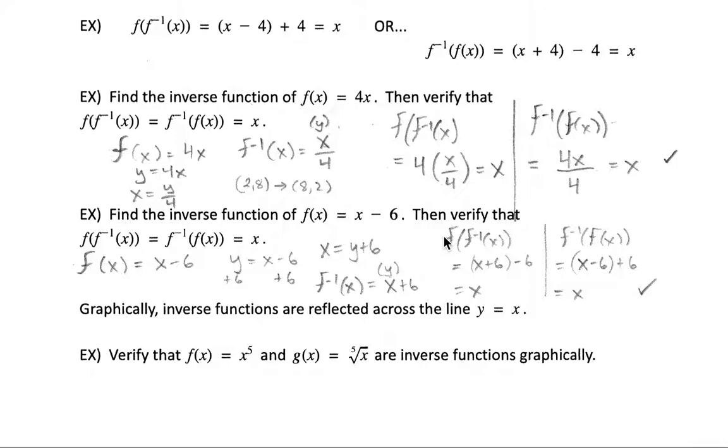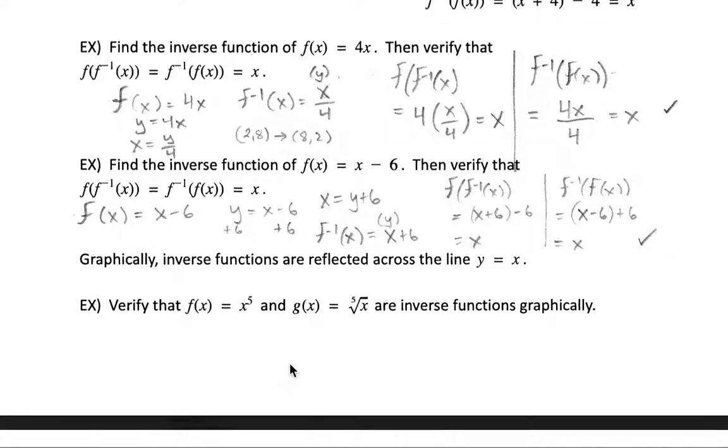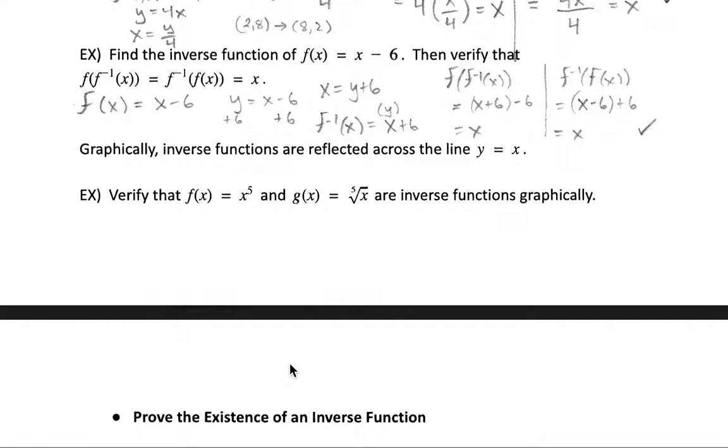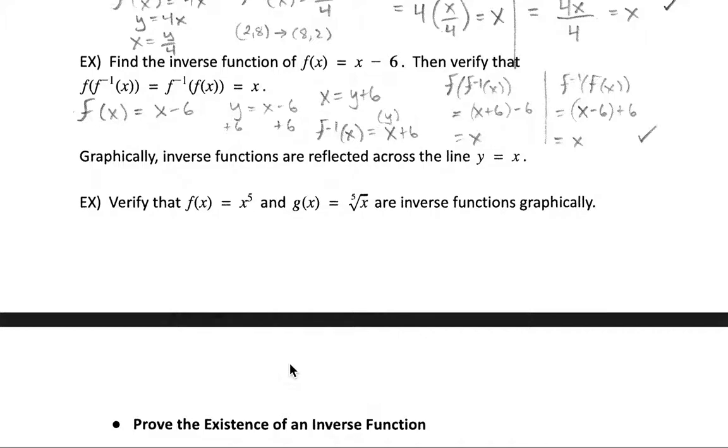One more thing we've got to do is talk about it graphically. So we'll discover this rule right here by taking a look at these two functions here. These are inverse functions. I can see x to the 5th, and I can see the 5th root of x. But let's see what it looks like graphically. So if we graph those two things, we should end up seeing some symmetry here. I'll let you do that on your calculator.